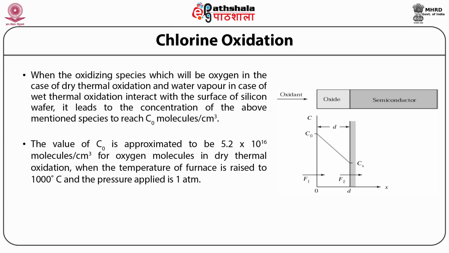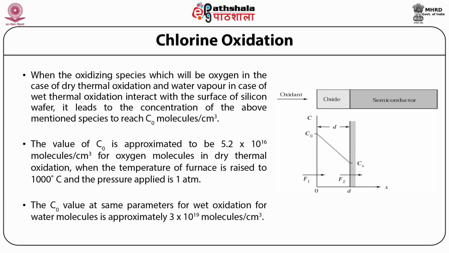So, when the temperature of the furnace is maintained at 1100 degrees Celsius and the pressure applied is 1 atmosphere, the value of C0 at the same parameters for the wet oxidation process for water molecules is approximately 3 multiplied by 10 to the power 19 molecules per centimeter cube.